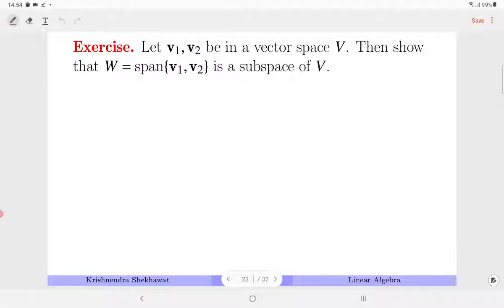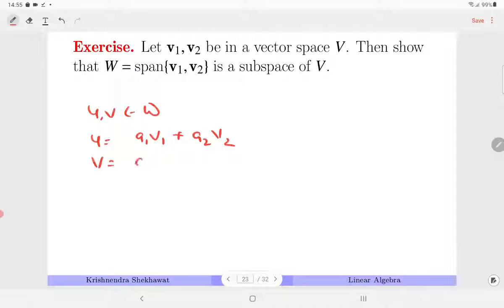And this leads us to the next question: consider any two vectors in the vector space V. What do you think? Is W, which is equal to span of v1, v2, a subspace of V? Yes, again it's easy to prove, because to prove it is a subspace, consider u, v belonging to W. I am just showing one of the properties. So u would look like a1 v1 plus a2 v2.